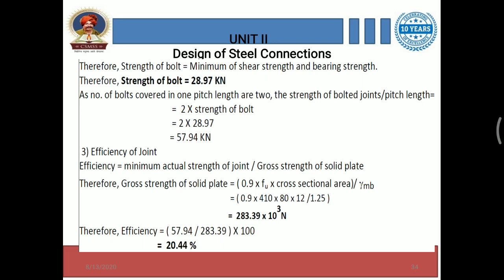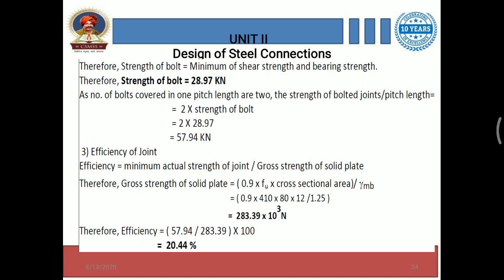Now just remember this additional formula. Now efficiency of joint, efficiency is nothing but the minimum actual strength of joint upon gross strength of solid plate. Okay, add this formula in your list of formulas. Therefore, gross strength of solid plate is equal to 0.9 into Fu into cross sectional area of plate upon gamma mb.